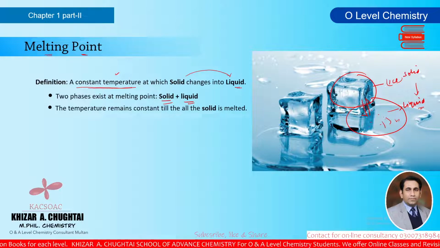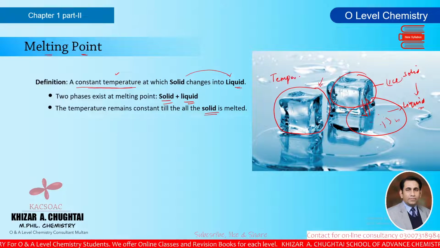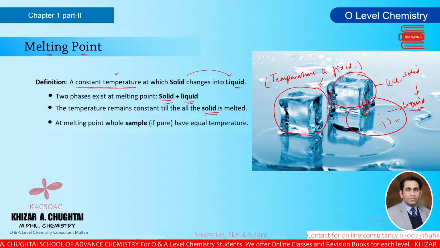The next one: temperature remains constant till all the solid is melted. Even if a few crystals of the solid are present, the temperature will not change. Temperature is fixed till all the solid is melted. So this is the conversion stage when solid changes into the liquid state and temperature remains constant.